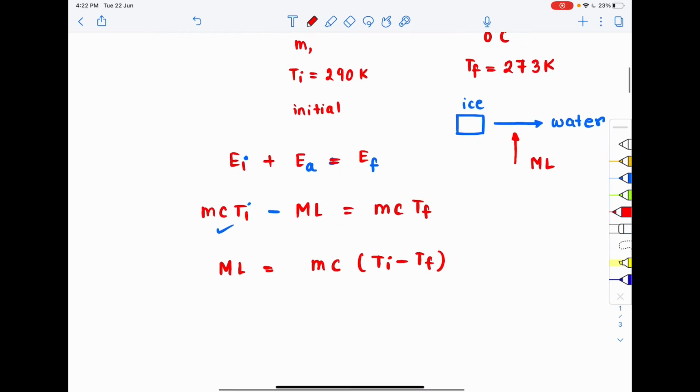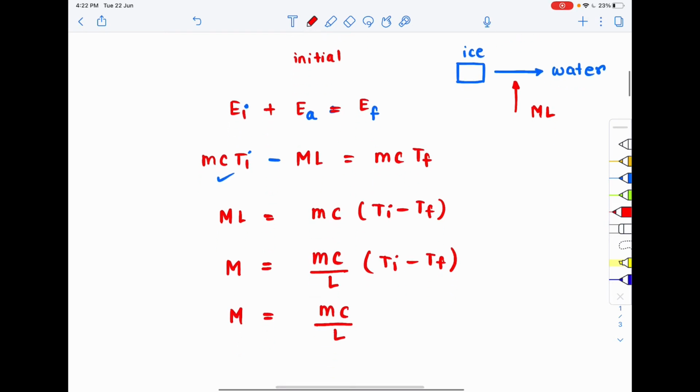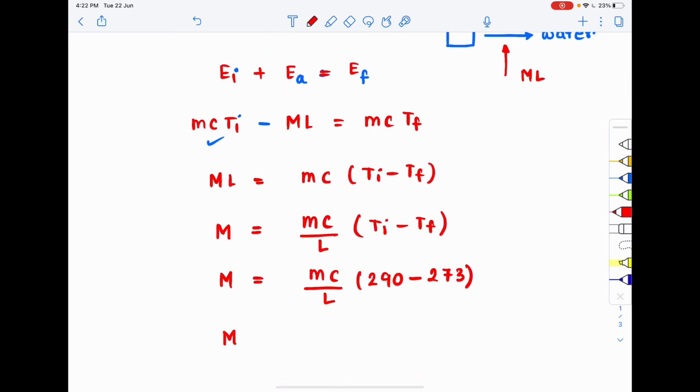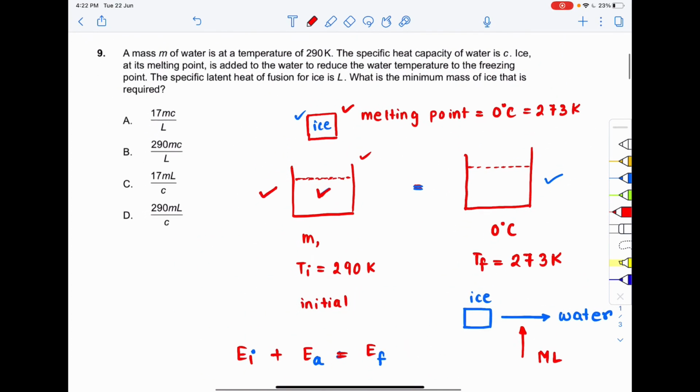So the mass of the ice will be equal to mC by capital L into (Ti minus Tf). What is the initial temperature? Initial temperature is 290 Kelvin. So mC by L, into 290 minus the final temperature 273. So the mass of ice that is needed is equal to 17 mC by L. So the correct option to your question number 9 will be option number A.